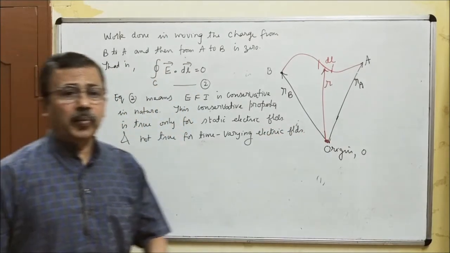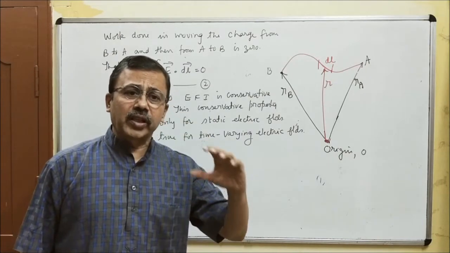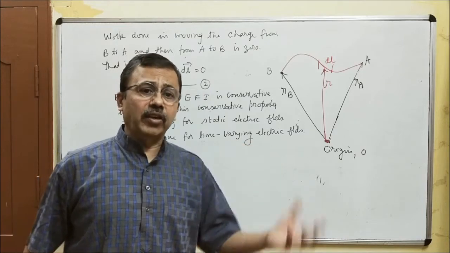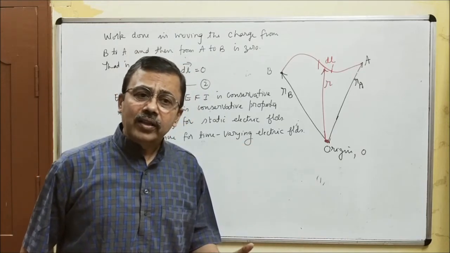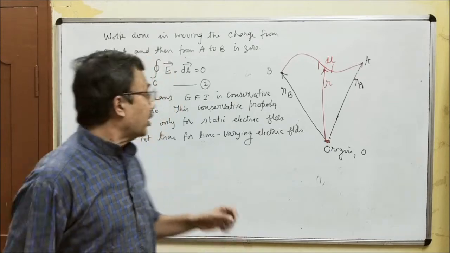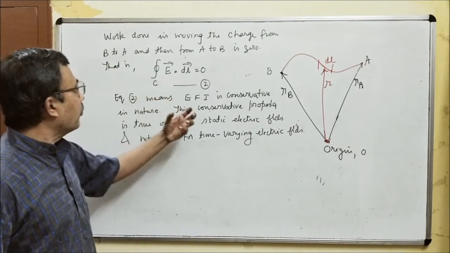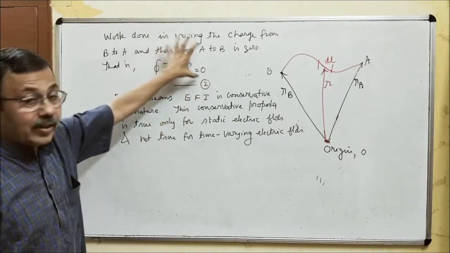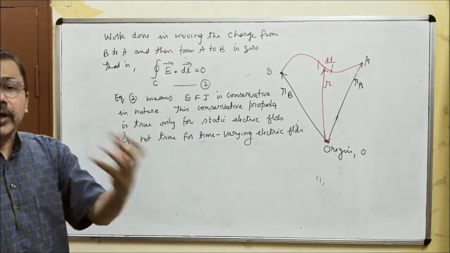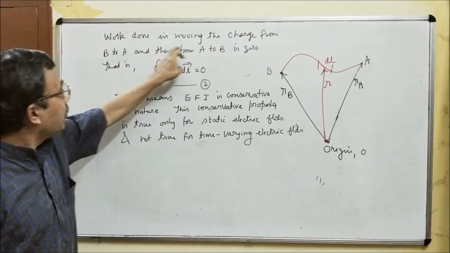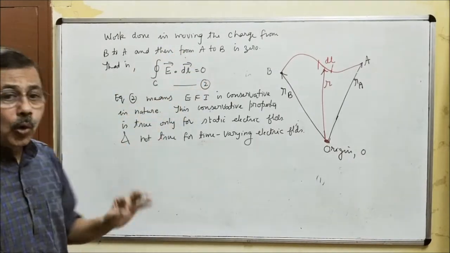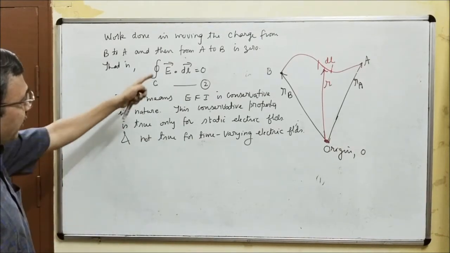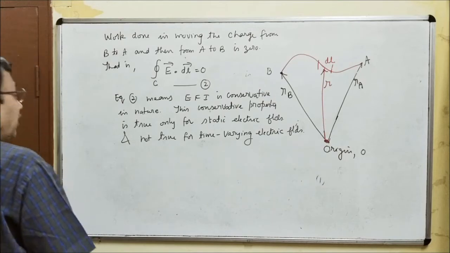Time varying electric field means when charge distribution changes with respect to time, the electric field intensity produced by such a charge distribution is called time varying electric field. That means when Q is a function of time, vector E will be a function of time. Then this equation will not be valid. When Q is not a function of time, then this equation is true. That means this equation is true only for static electric fields. What is the significance of this equation? That also I will tell you now.